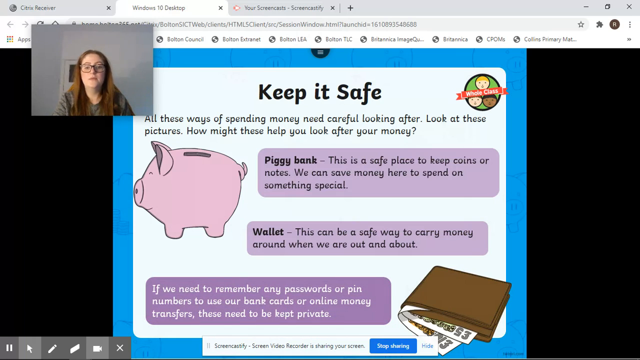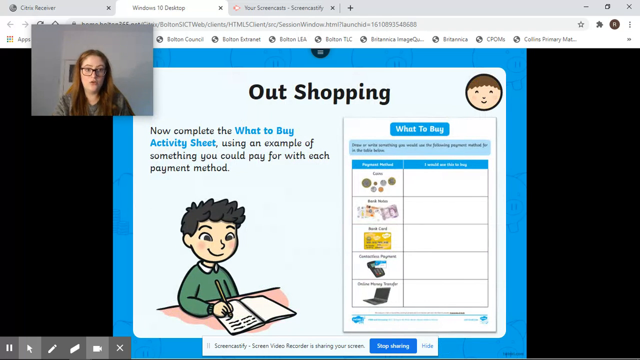So that is all of our learning for our first topic on money. So what you've got in your little work pack is your sheet that looks like this. So what I want you to do is complete the what to buy activity sheet. So remember, on the back there are some little items that you might use or you might want to buy, and I want you to cut them out and put them with the right ones.